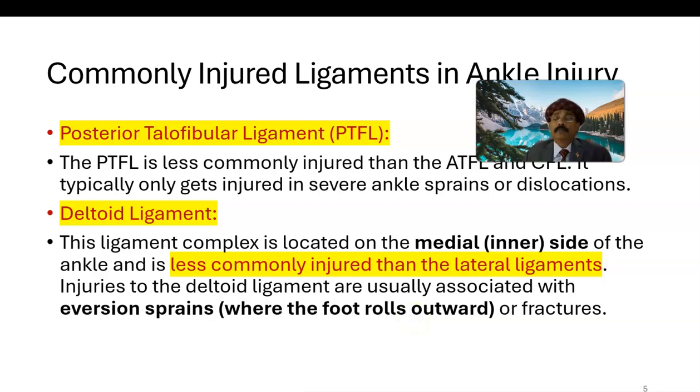In case of lateral ligament, the anterior talofibular ligament or calcaneofibular ligament are damaged due to inversion. The deltoid ligament may be damaged in association with eversion. Inversion and eversion take place in the subtalar joint. So remember, an eversion sprain, if it is severe enough, may damage the deltoid ligament.